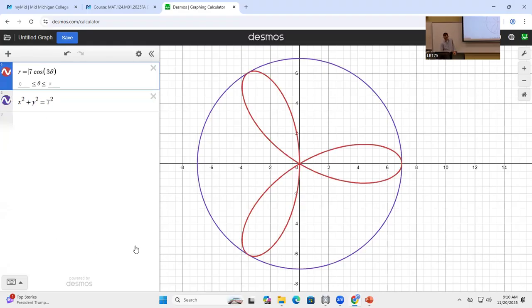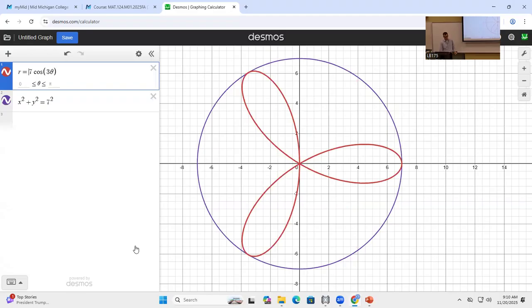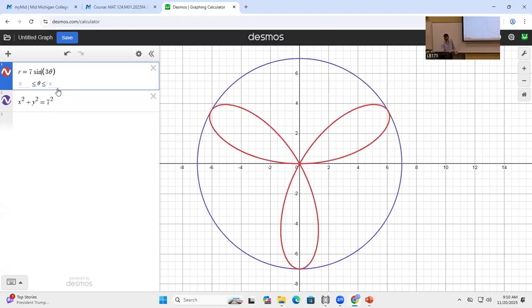If I were to put a negative coefficient, all it does is flip the rose curve across the y-axis. So we still have our initial petal oriented along the x-axis, but facing in the other direction. What happens if we have sine instead of cosine? Well, then one of my petals is going to be along the y-axis. Makes sense?